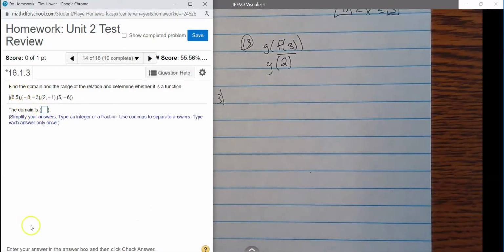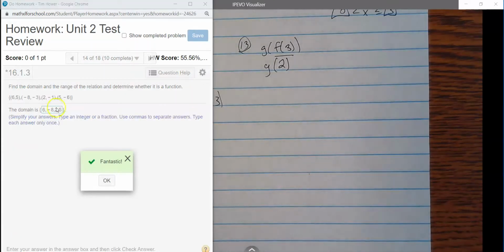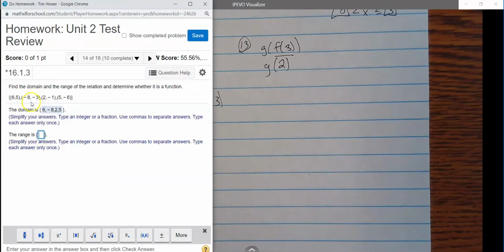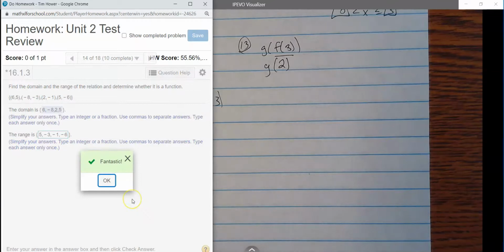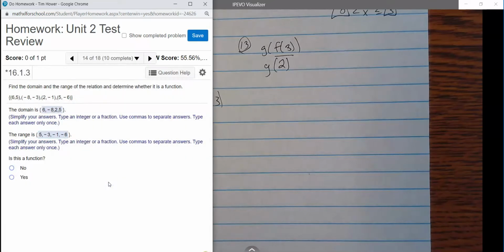Find the domain. I'm going to pause the video and type it in. Forgot to hit record. But yeah, it's just the x values. The domain of the x values is 6, negative 8, 2, and 5. And then the range is the y value, so 5, negative 3, negative 1, negative 6. Now something to keep in mind here is if there are repeats, you don't need to put it twice. So if say 5 was in here again later, I just have to put it once in the list. Don't feel the need to put it in there twice.